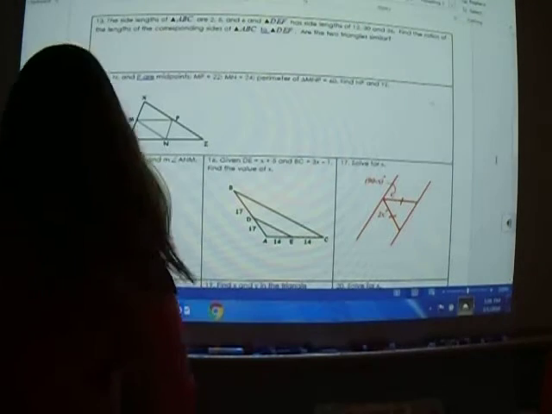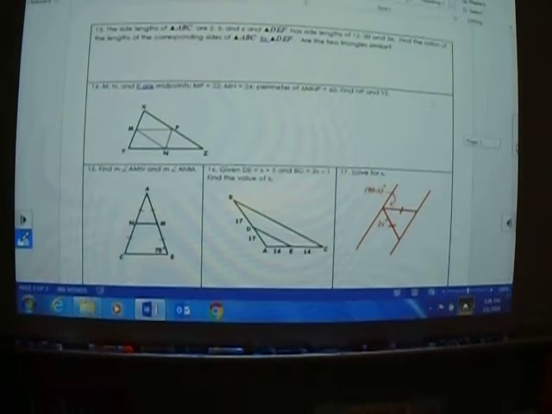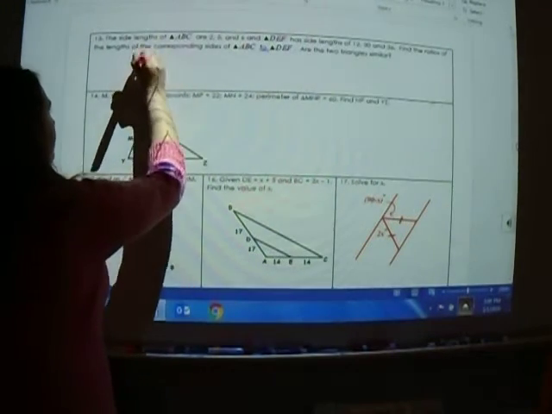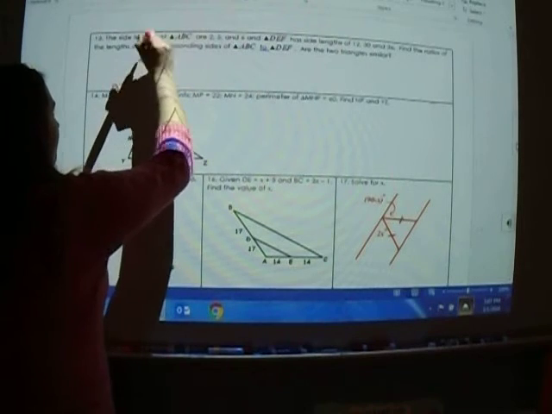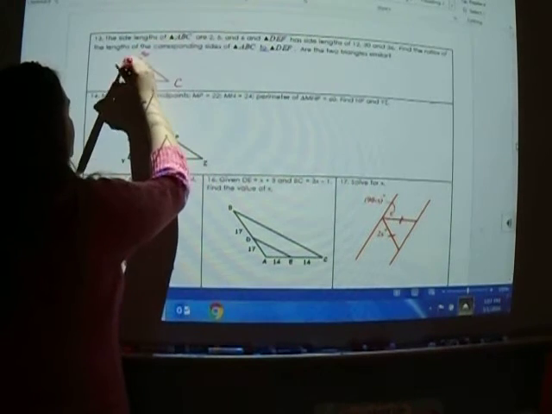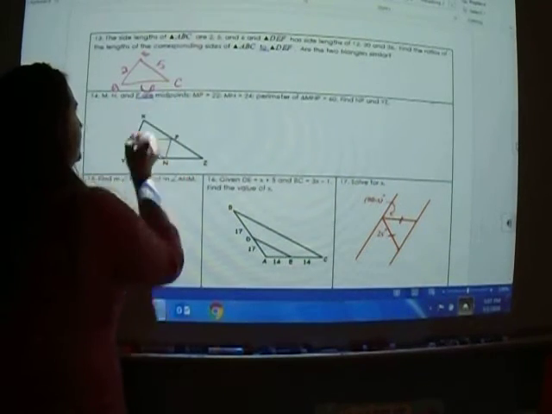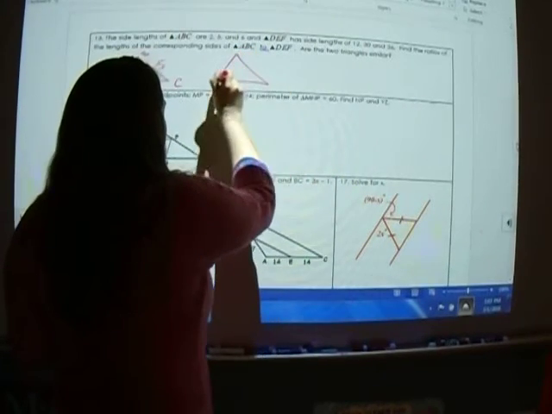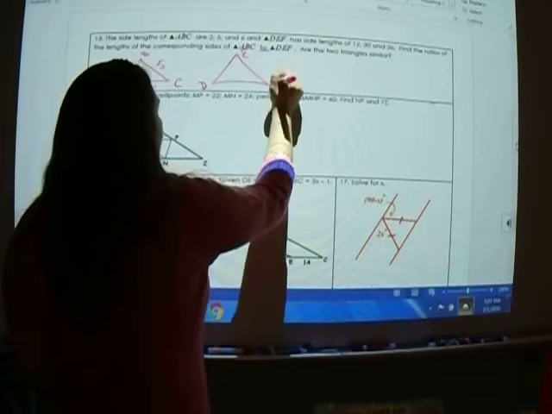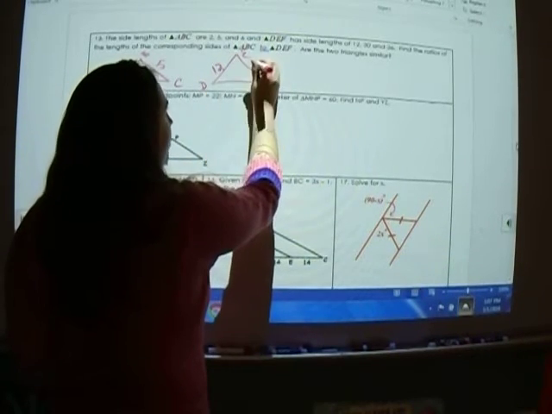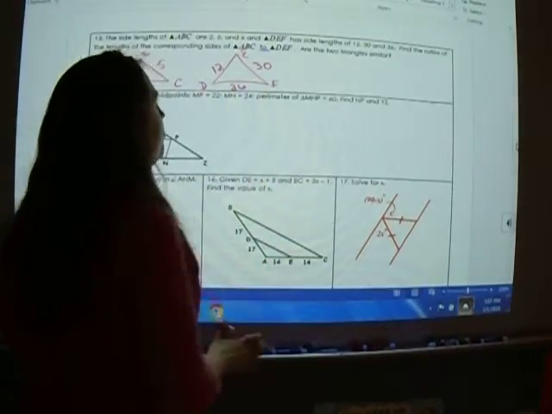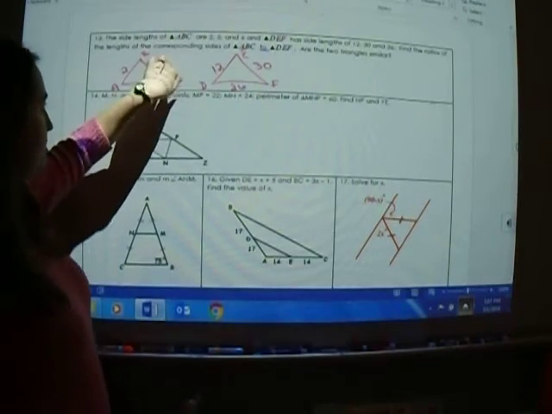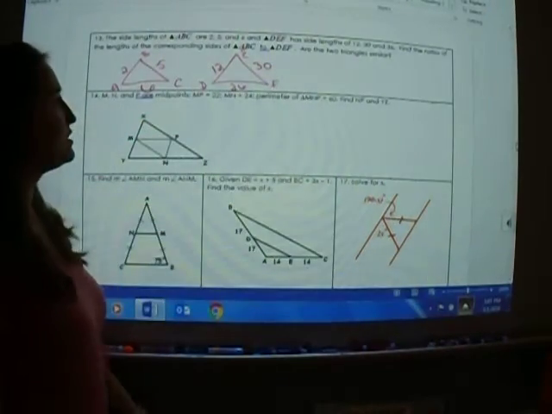Okay. Oh, that's a little too tall for me. All right. The side lengths of triangle ABC are 2, 5, and 6. And triangle DEF has side lengths 12, 30, and 36. You want to write these in the same order that you wrote these. So if I switch the 5 and 6 here, if this is 5 and this is 6, this would have to be 30 and this would have to be 36, okay?